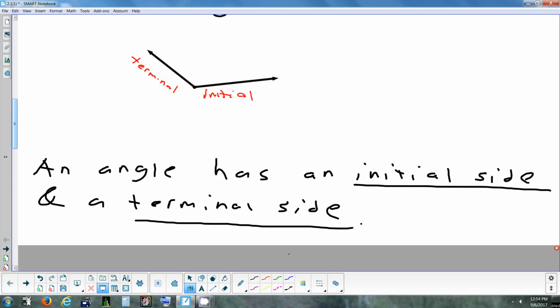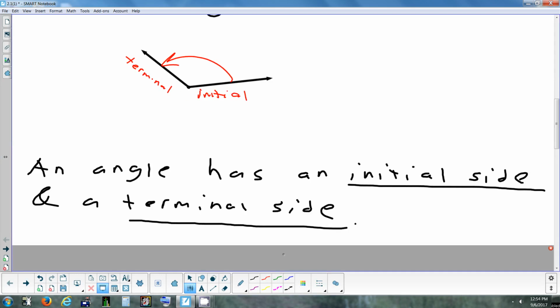And the way you figure out which side is initial and which side is terminal is basically you go in between the rays. Don't go outside. Stay on the inside. And you go in a counterclockwise direction. The side that you start at, that's the initial. The side that you end at, that's the terminal. So stay between the rays and go in a counterclockwise direction.